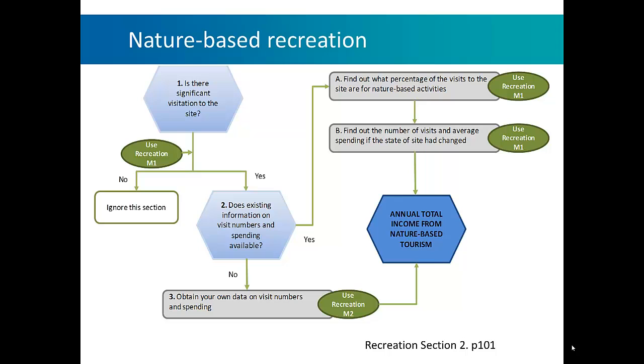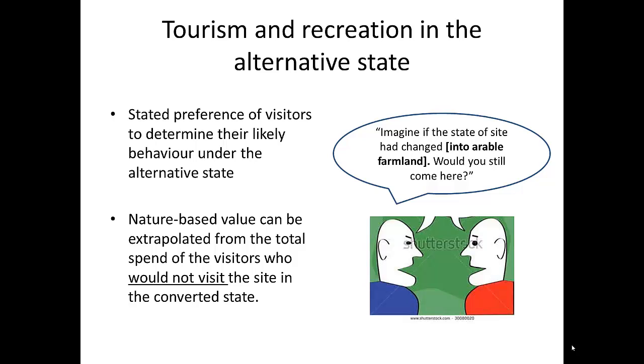So the final service, just to give you an idea of, is nature-based recreation, and this is also focused on questionnaires and asking visitors to a site on their reasons for visiting and also getting some travel cost information from them. So in this case, in order to evaluate the value of the site under an alternative state for its nature-based recreation, we ask for the stated preference of visitors to determine whether they would return if the site was under some alternative land use. And by looking at the difference in number of visitors and therefore average spend between those who would remain coming to the site and those who wouldn't, we can assess the net value of the site for its nature-based recreation.